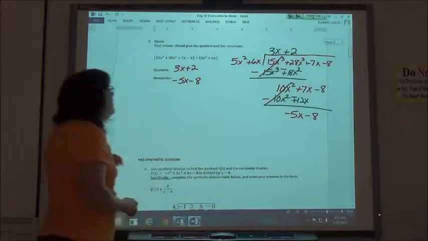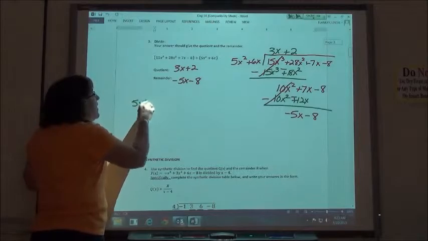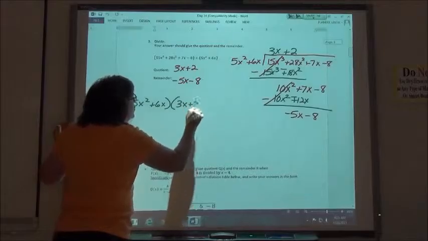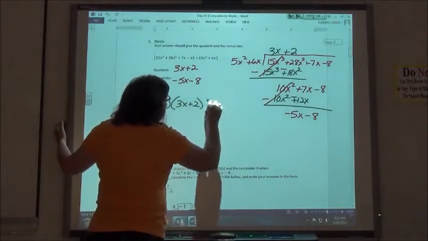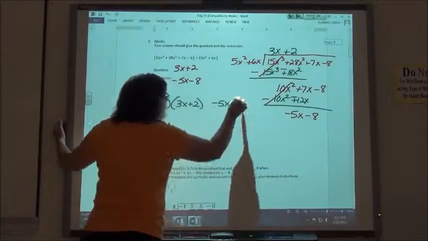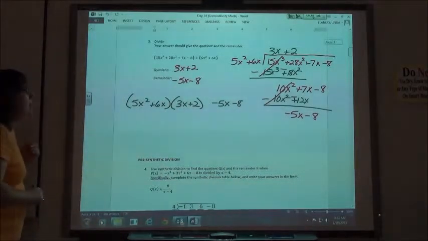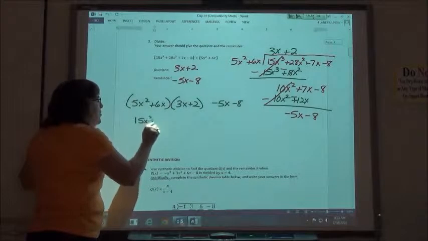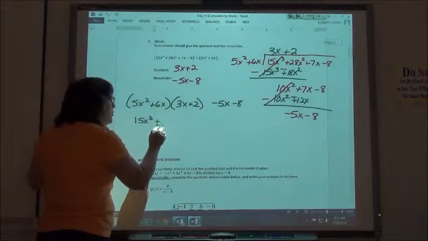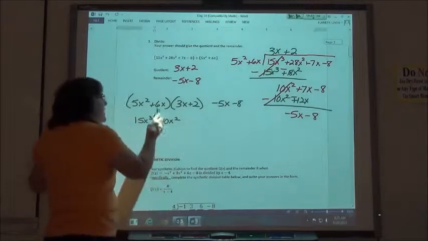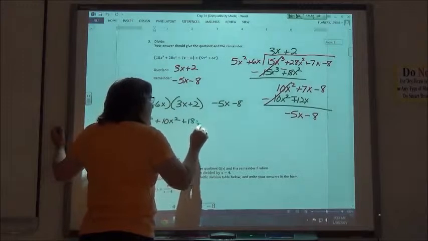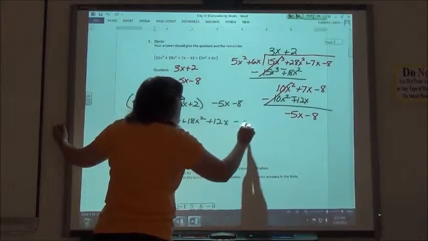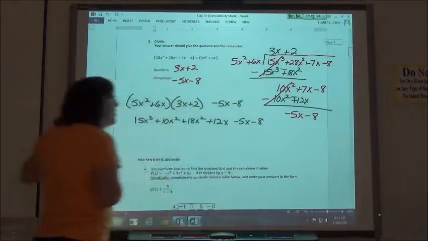And again, just for fun, if I wanted to check that one, I would take 5x squared plus 6x times 3x plus 2, and then I'd add my negative 5x minus 8, so I'm just going to put that in on the end, and then I'm going to FOIL this part out. 5x times 3x is 15x to the third. 5x squared times 2 is 10x squared. 6x times 3x is 18x squared. 6x times 2 is 12x, and then I'll bring down my 5x minus 8, which was my remainder.